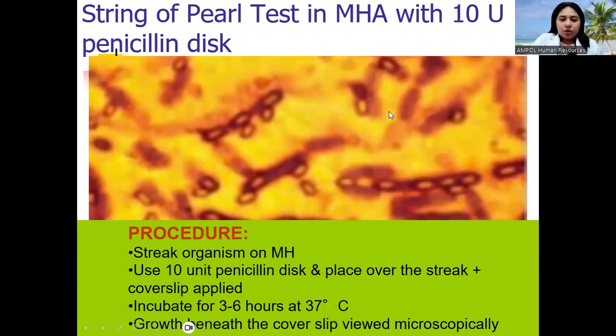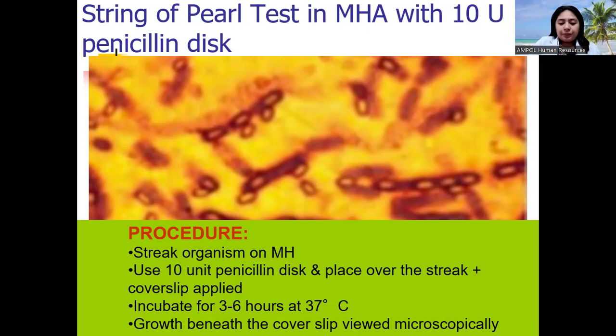So we can also do the string of pearl test with 10 units of penicillin disc. What is this testing? We can test this to confirm again the presence of Bacillus anthracis. What you will do is you streak the organism on MH. What is MH? Mueller-Hinton agar. So you use a 10 unit penicillin disc and place it over the streak with the cover slip applied. Okay?